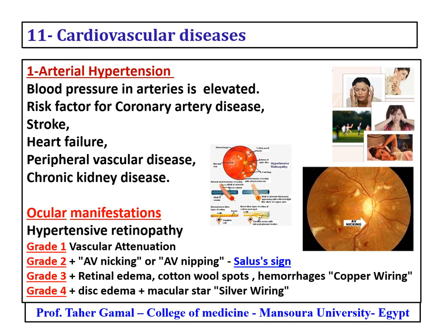Now, the following group is the cardiovascular diseases which may affect the eye. Arterial hypertension: elevated blood pressure in the arteries is a risk factor for coronary artery disease, stroke, heart failure, peripheral vascular disease, chronic kidney disease. Ocular manifestation of arterial hypertension is hypertensive retinopathy in the form of four grades. In grade 1, there's vascular attenuation. In grade 2, arteriovenous necking or arteriovenous nipping, salus sign. Grade 3: retinal edema, cotton wool spots, hemorrhages, copper wiring. Grade 4: disc edema, macular star or silver wiring.